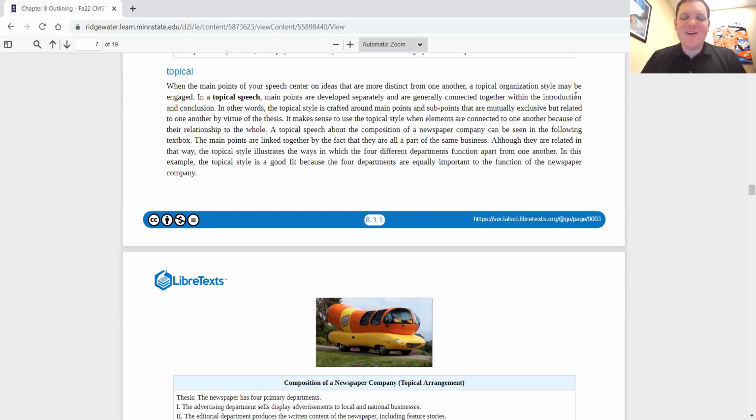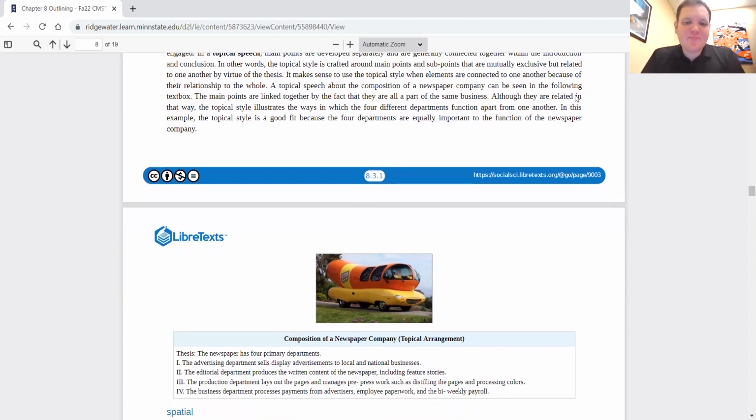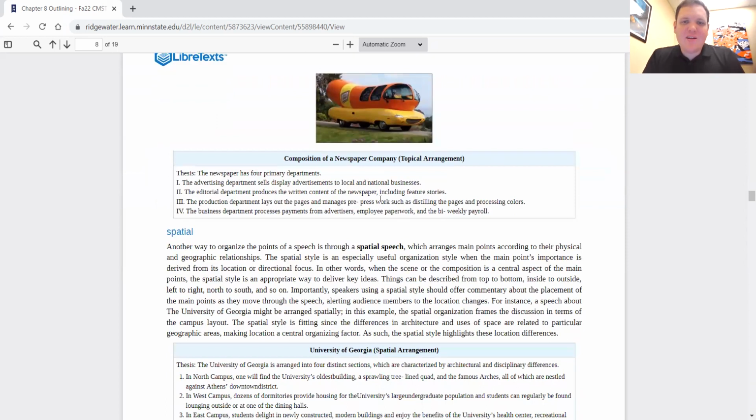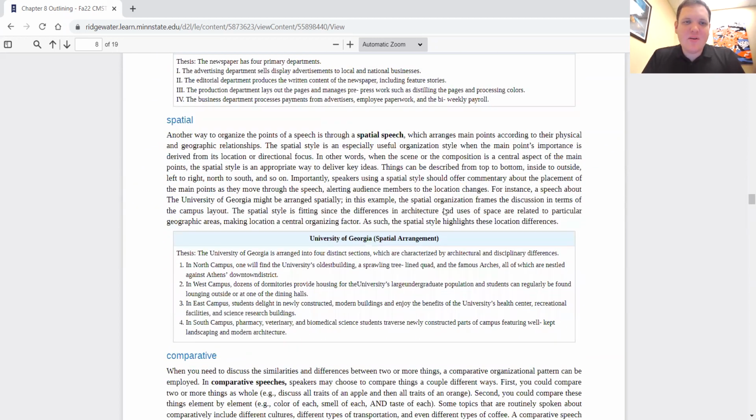Breakfast foods are great. And then you're going to say, under those 3 topics, what supporting evidence do you have that those are good foods, right? That you like them. So again, that's a pretty simple little exercise on outlining that I do with students sometimes. But that'd be the topical speech pattern. You're picking 3 topics and then connecting them together somehow. We'll talk more about connecting here in a moment in transitions. So again, they give an example here about the composition of a newspaper company for the topical arrangement.